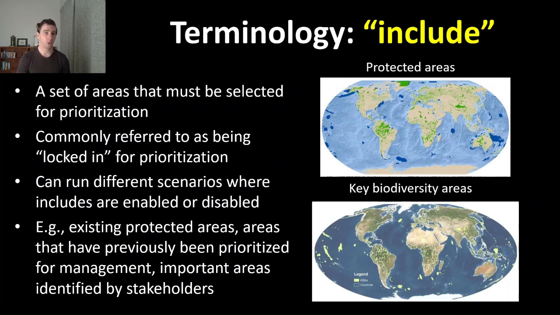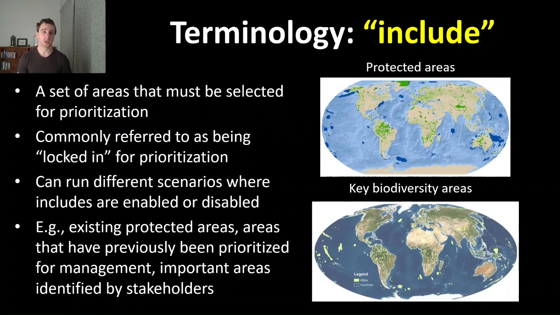Now, this is really important because when you're identifying priority areas for doing additional or new conservation management, you want to make sure these new priority areas are going to be building off and enhancing what's previously been done. You don't want to be doubling up on work that's already been accomplished, because that's not very efficient.